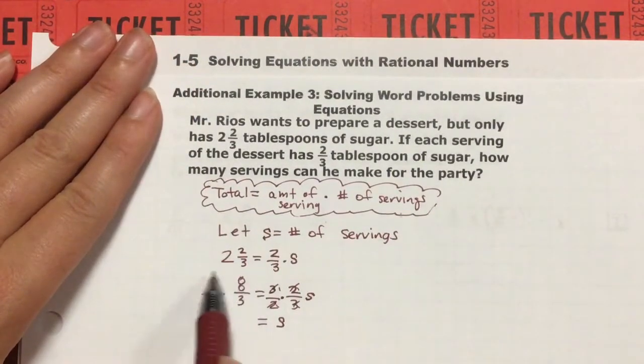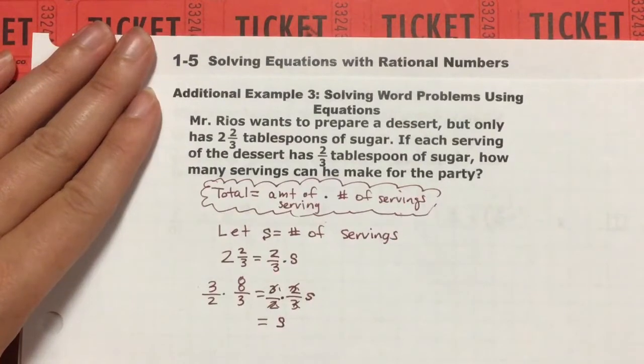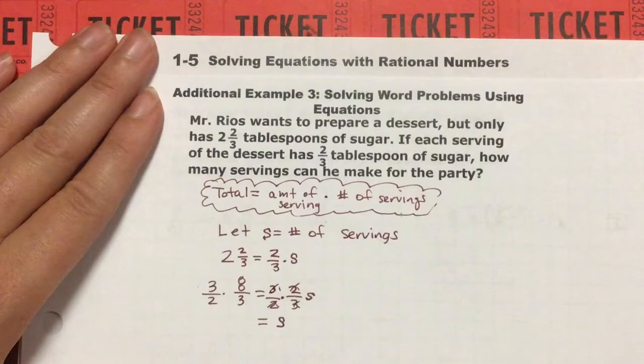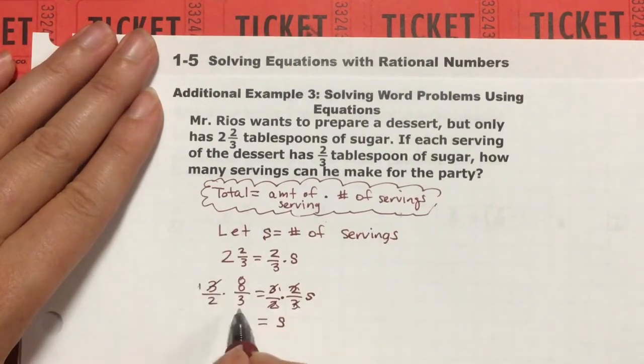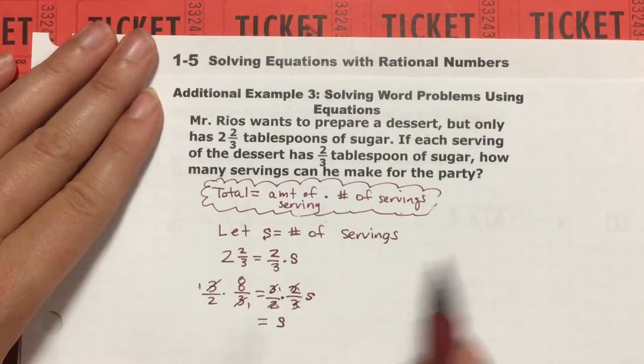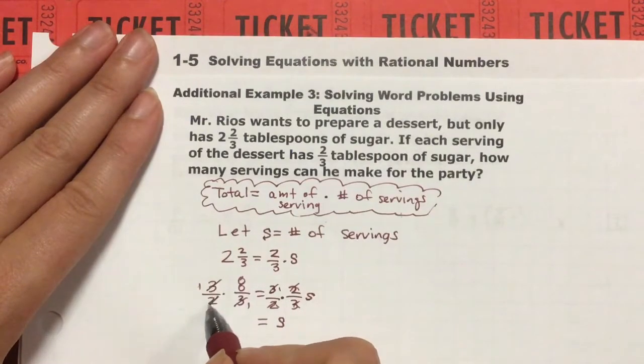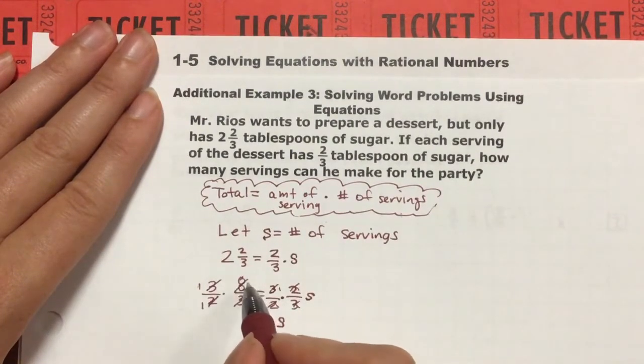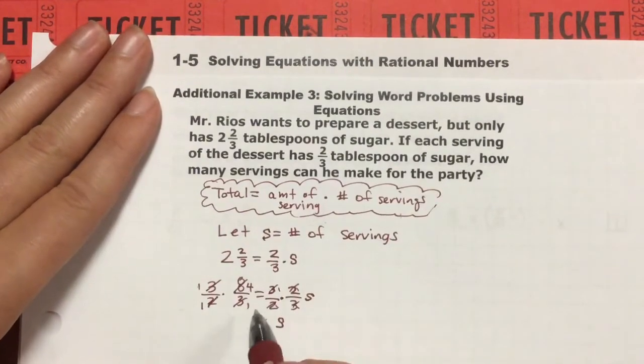Now we just need to multiply these fractions. Remember, whenever we multiply fractions, first we look to cross cancel and then multiply across. Can we cross cancel anything out here? Are there any common factors? I'm going to say yes, 3. 3 goes into 3 one time, 3 goes into 3 one time. Perfect. And then here we look at 2 and 8. Are there any common factors? Yes, 2. 2 goes into 2 one time, 2 goes into 8 4 times.